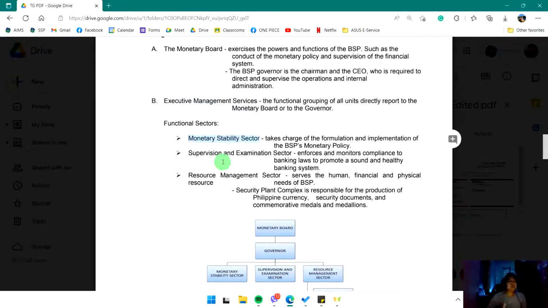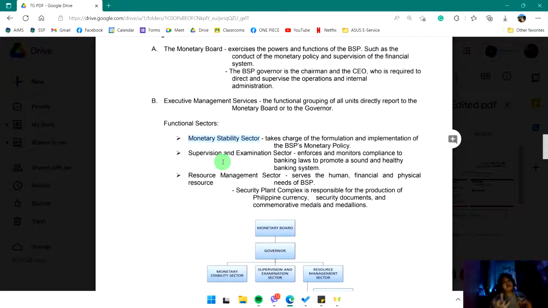I'd like also to compare natin yung BSP doon sa isang traditional na company na meron tayo. The Monetary Board, they are the ones who are focused on decision making. Pagdating sa traditional company, yung mga CEO, yung mga president natin, mga heads ng mga department natin, they are the ones who are also responsible for decision making. And then doon sa Executive Management Services ng BSP, sila yung responsible doon sa actual na trabaho ng company natin.